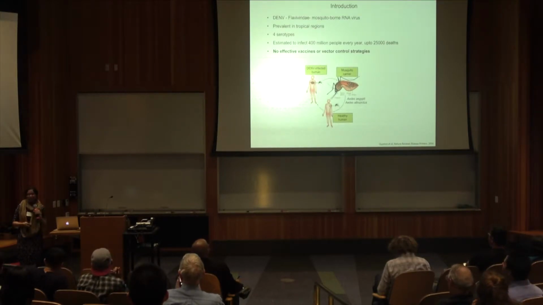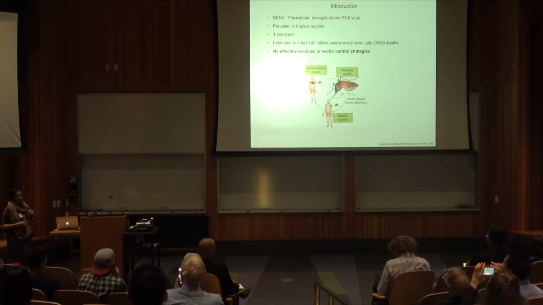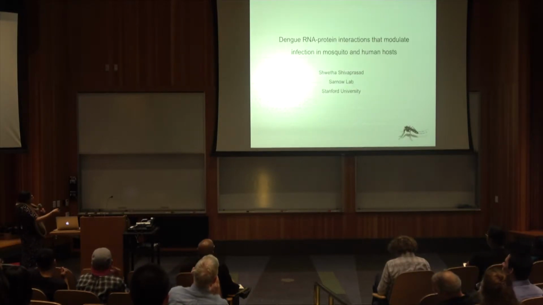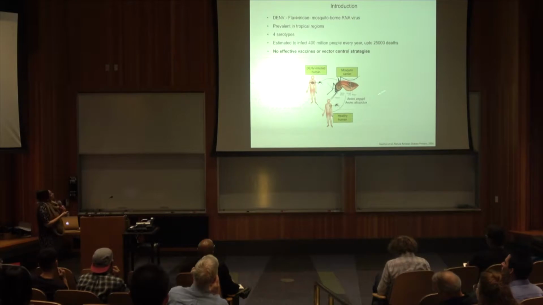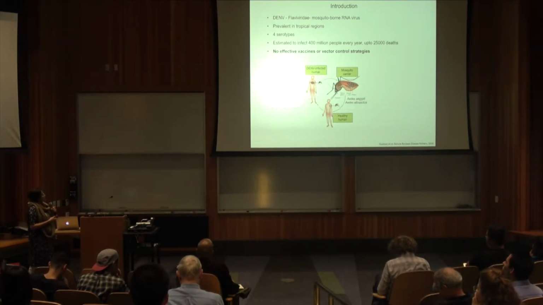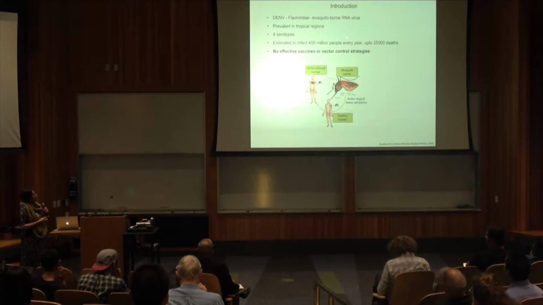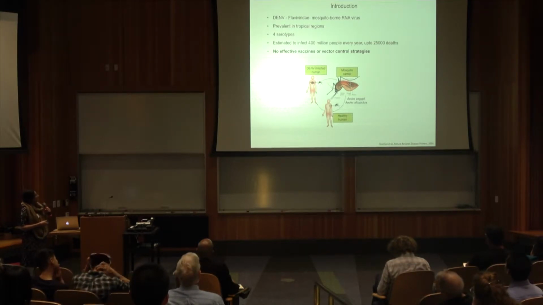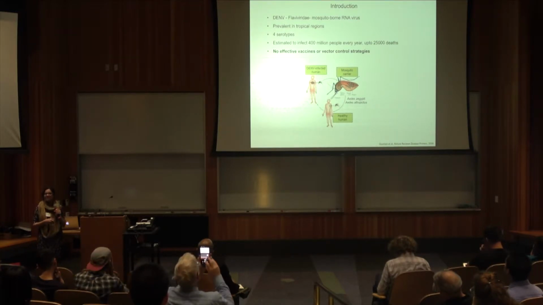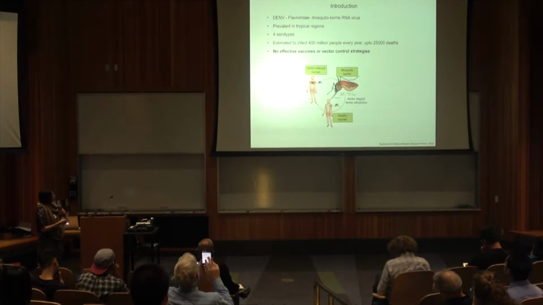As we have heard from Leslie's talk, dengue is a flavivirus which is transmitted by the Aedes species of mosquitoes. Aedes aegypti and Aedes albopictus are the predominant species of mosquitoes that transmit the virus. It's estimated to infect around 400 million people every year, causing up to 25,000 deaths. Currently, there are no effective vaccines or mosquito control strategies that can limit the spread of the virus.